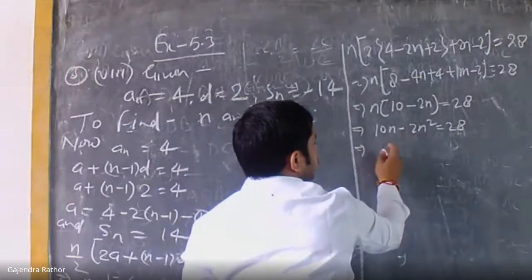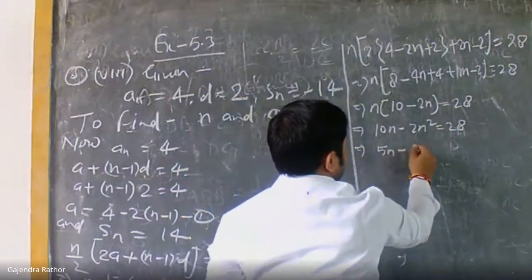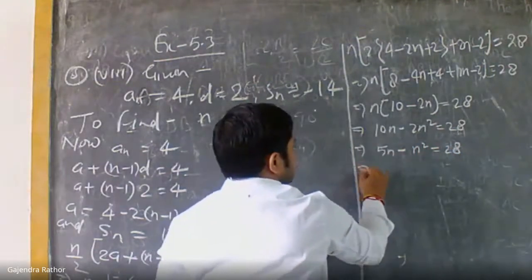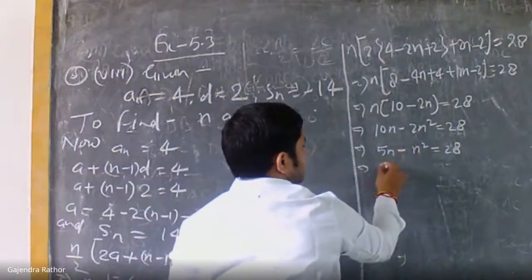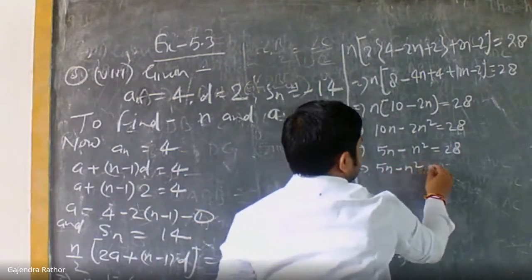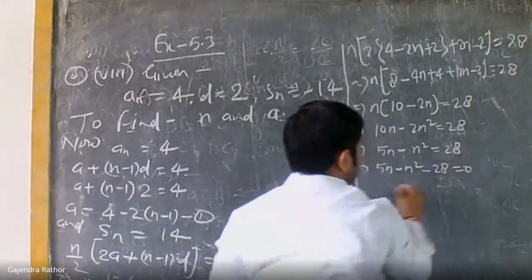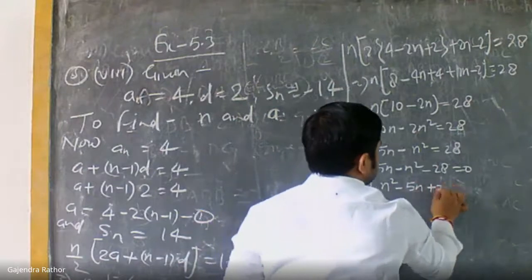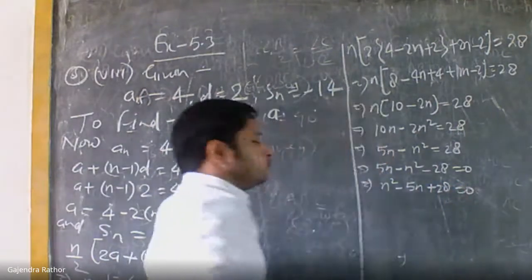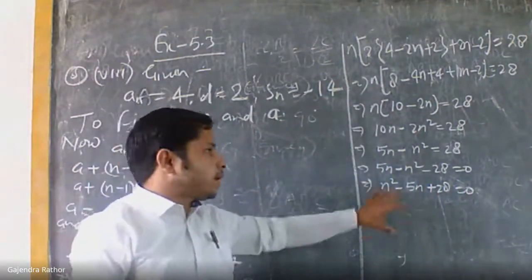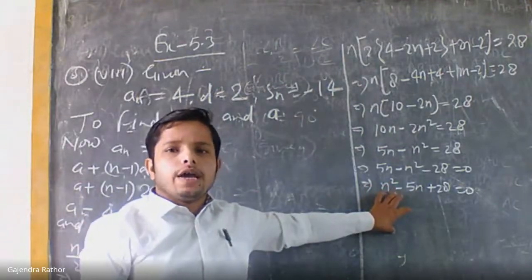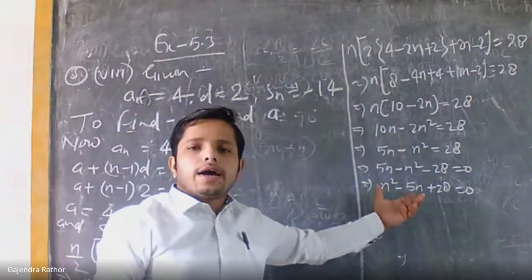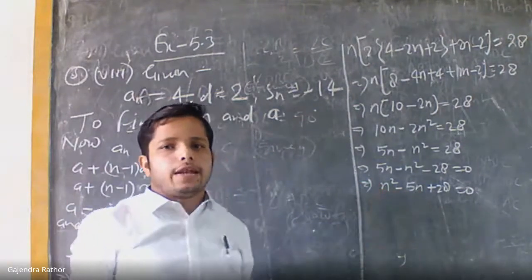Divide this equation by 2. We got 5n minus n square is equal to minus 40. Now transfer 40 to the LHS. So 5n minus n square plus 40 is equal to 0. We can change the sign: n square minus 5n minus 40 is equal to 0. So now this becomes a quadratic equation in the variable n. All of you follow this equation and find out the two values of n.